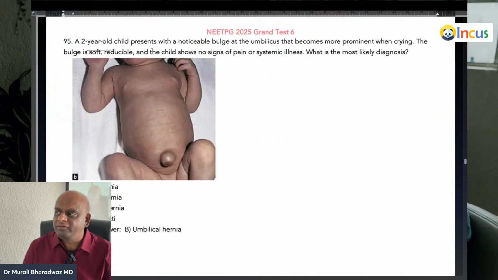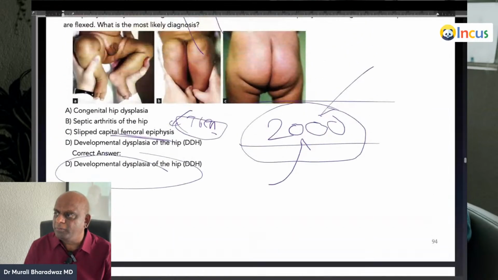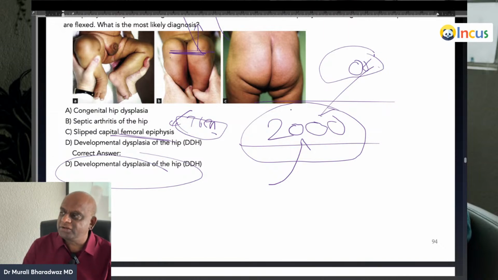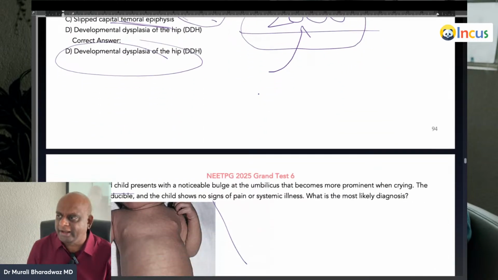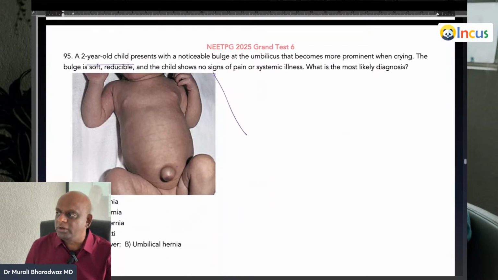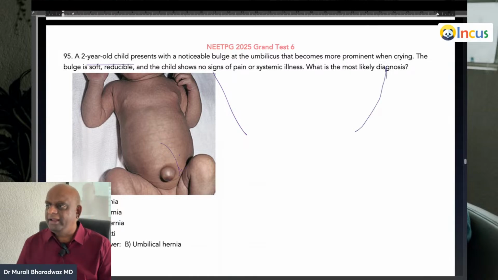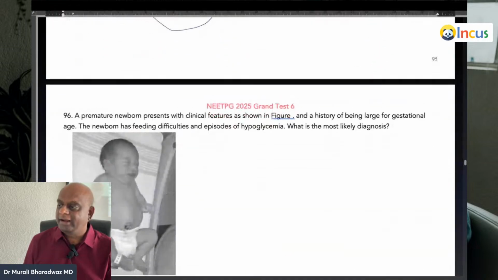Now, a 2-year-old child, another thing, when you put both the thighs, knees, one knee is at a higher level than the other knee. Galeazzi is one of the signs. And on one side, there is a prominent fold, both in the inguinal area and the buttock area. A 2-year-old child with a noticeable bulge in the umbilicus that becomes prominent when crying is classical of umbilical hernia.